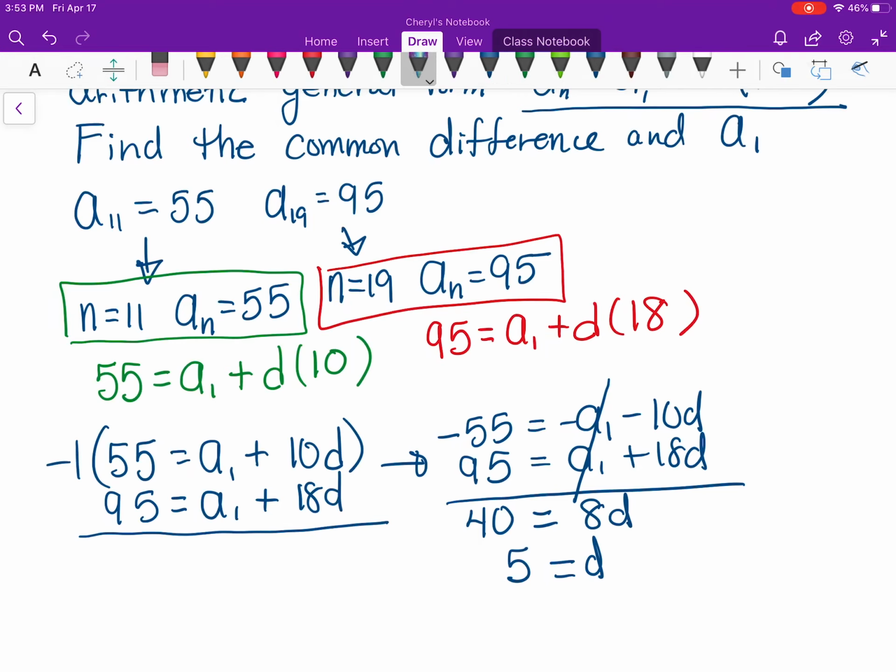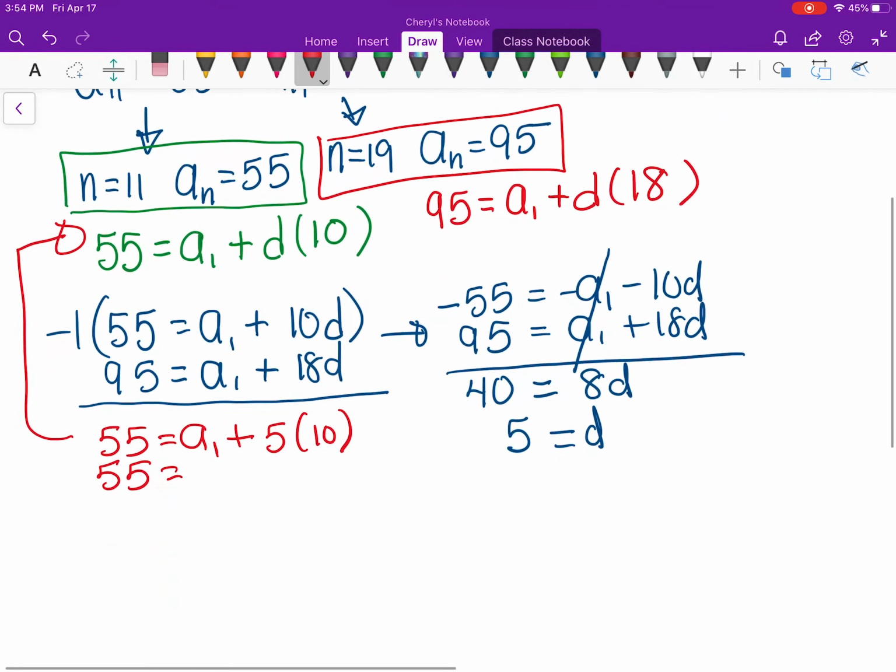Now I can go back in and plug in for d into one of the other equations to determine what my a1 is. So it doesn't matter which one I use. I'll use 55 is equal to a1 plus d, which is 5, times 10. I'm using this equation right here to plug back in. So I have 55 is equal to a1 plus 50. And when I subtract 50 from both sides, I get that a1 is 5 as well.